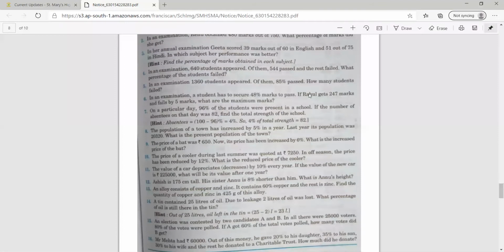Now Rahul gets 247 marks, but he does not pass. He fails by 5 marks. Means if he got 5 more marks in the total, his percent would become 48% and he would pass this exam. Okay. Now we are to find out not how much he should have got.